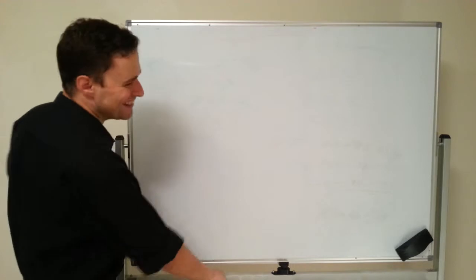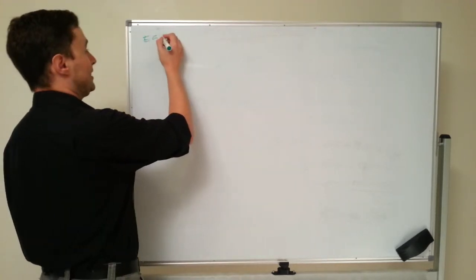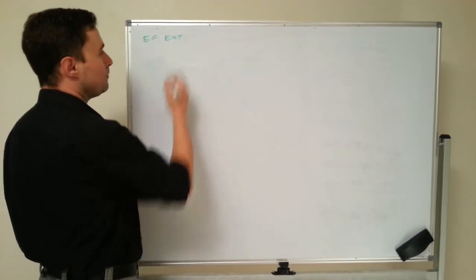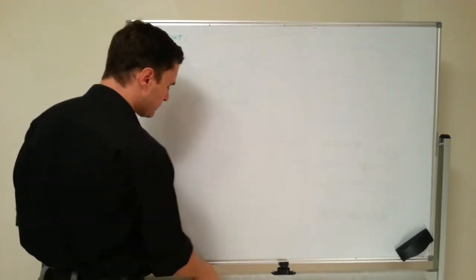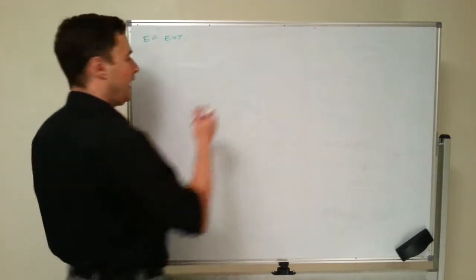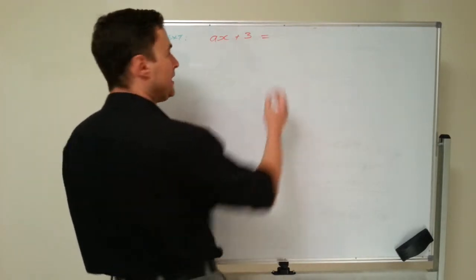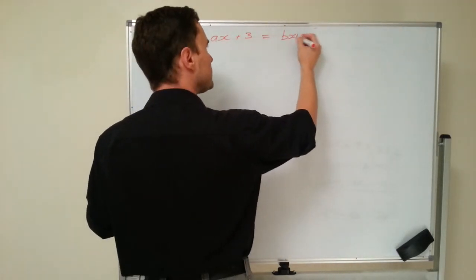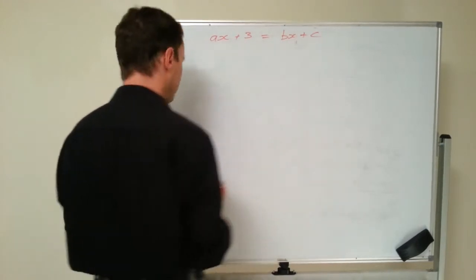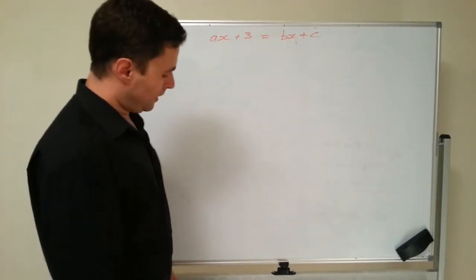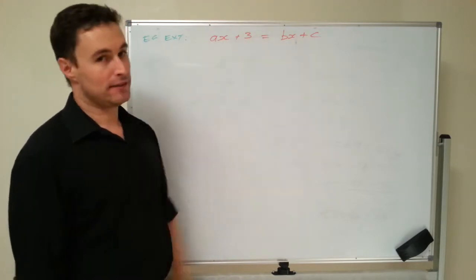Okay, right. So, this one is extension. But the truth of the matter is you've got to be able to do this in Year 10, Year 11, okay? So, ax plus 3 equals bx plus c. Let's tidy this up. There we go, bx plus c. Okay, now make x the subject of the formula. x is repeated there, okay?